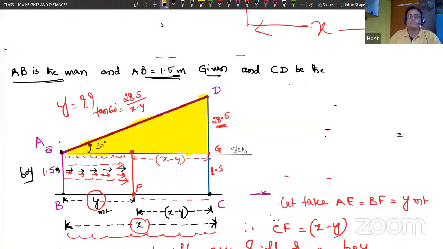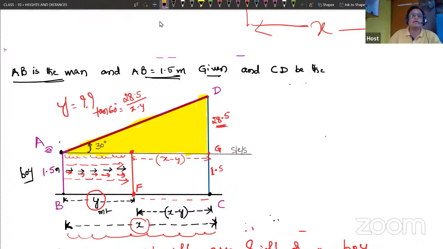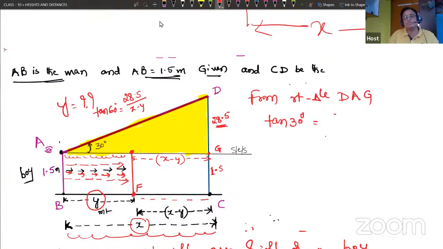Now, look here. In this right angle triangle, the total base is how much? x. In this right angle triangle, y we want already. Here we already know that the total distance is x, from here to here, BC. So from this right angle triangle, triangle DAG, I'll apply the tan 30 definition. Tan 30, opposite, what is opposite?